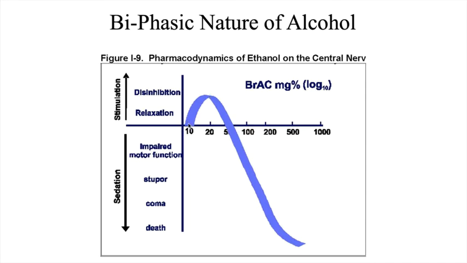So a lot of people find that small amounts of alcohol cause relaxation and disinhibition. They find it sort of a stimulating thing. They feel like they can be more socially gregarious. However, when you get to those higher levels, you start seeing a lot of sedation effects. So the impaired motor function, the stupor, the coma, the death, right?